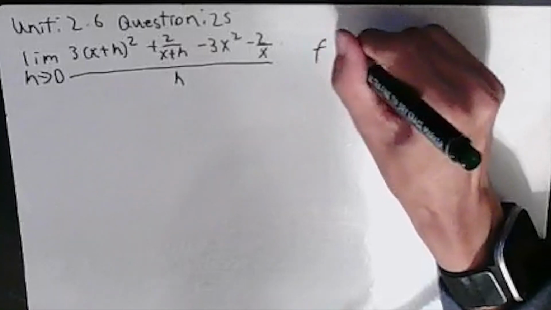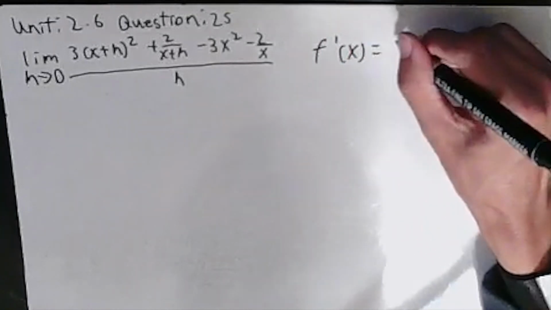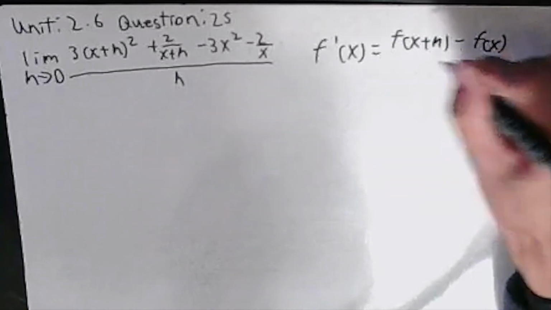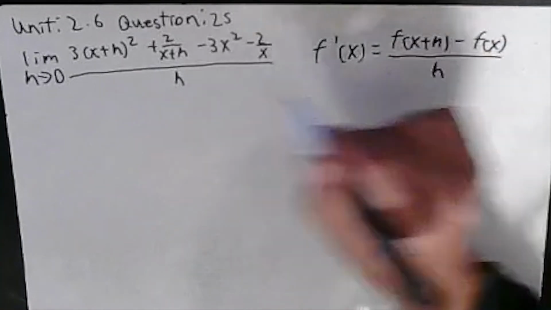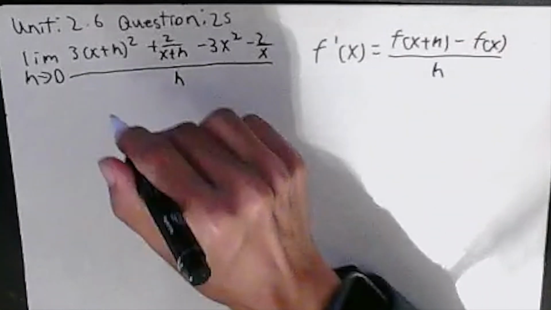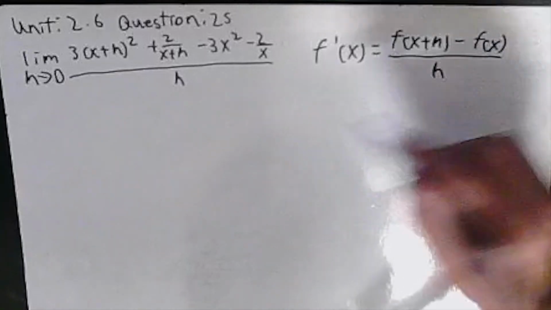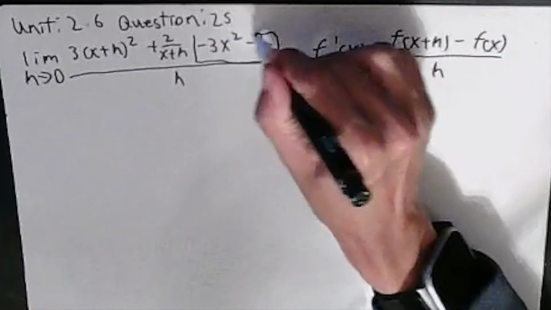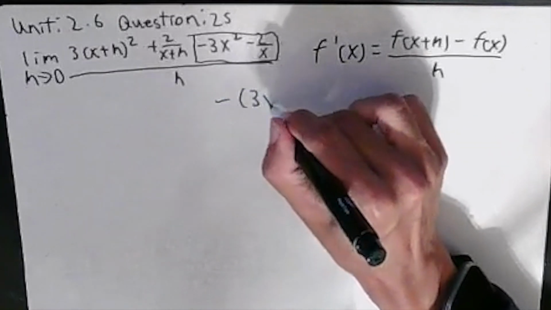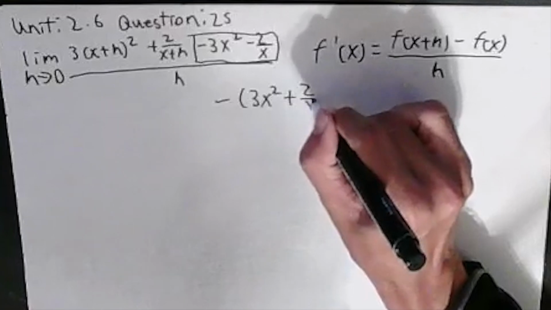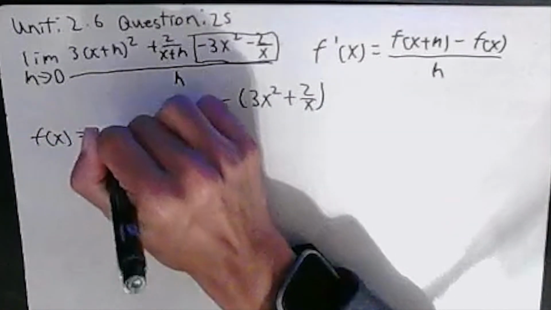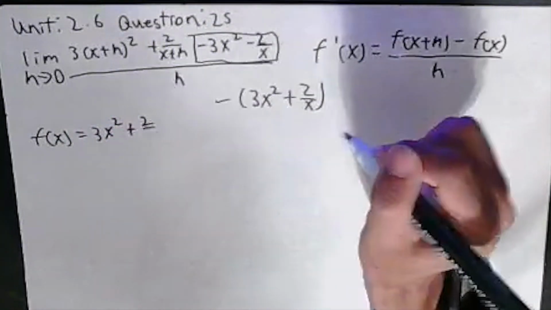So the definition of derivatives is that f prime of x equals f of x plus h minus f of x over h. Now, all we need is f of x, and then we can derive it from there using some other method other than this. So we can see that we're subtracting f of x, so we only have to worry about this part. And the fact that we're subtracting means we can just factor out a negative sign. So when we factor out a negative sign, we get 3x squared plus 2 over x, which means that's what f of x equals. F of x equals 3x squared plus 2 over x.